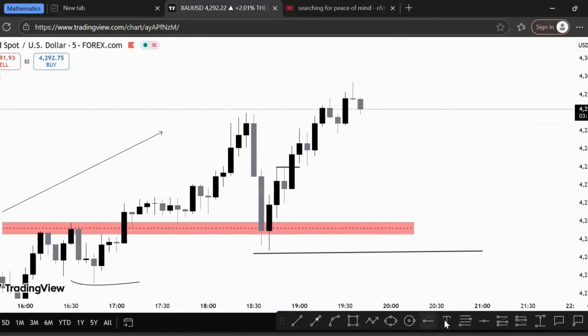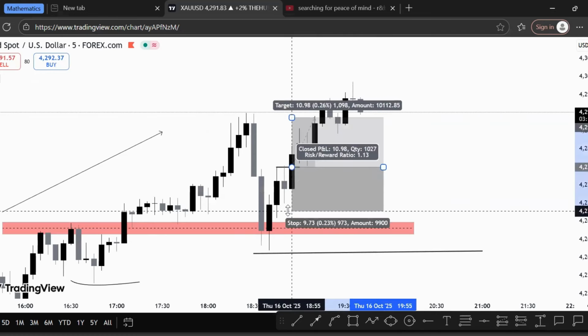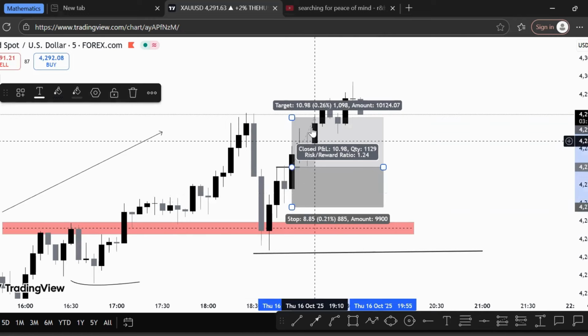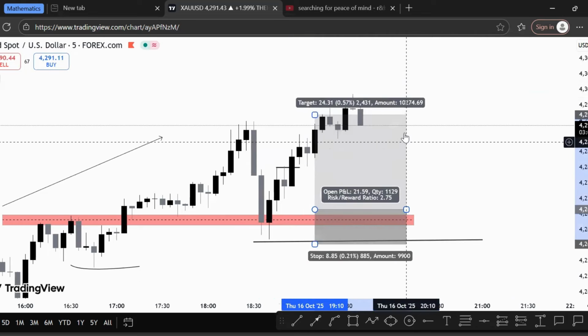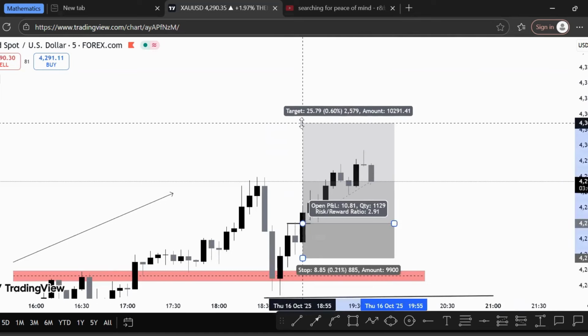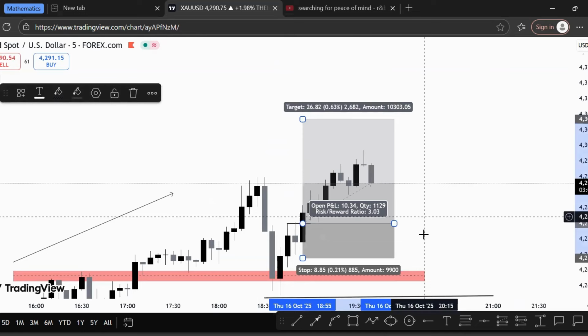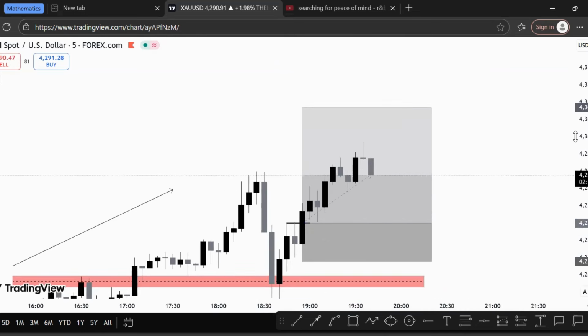On 5 minutes, your entry would have been here, stop loss just beneath the higher low, 1:3. This would have been this trade that you are in, right? You would have been taking this entry right now. So this would have been how it is moving to the upside, right?